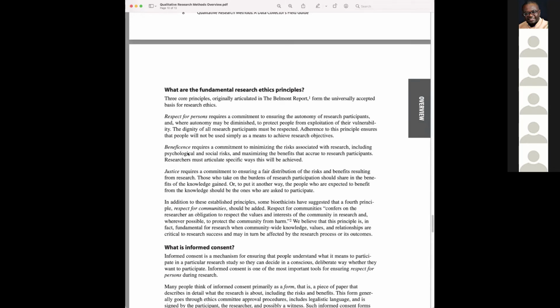Beneficence, or how do you pronounce this? Beneficence requires a commitment to minimizing the risk associated with the research, including psychological and social risks, and maximizing benefits that accrue to research participants. Researchers might articulate specific ways this will be achieved.